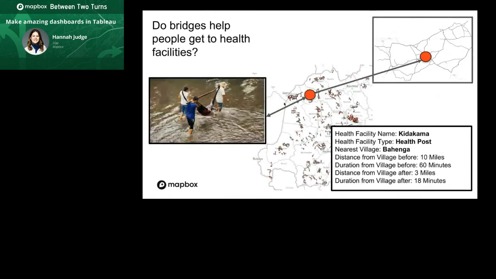So here the dots are showing clinics and all of the routes from villages to clinics. From Bahanga to the closest health post, Kitakama, it used to take over an hour for people to walk the 10 miles to that health post. You can imagine if you're having a medical emergency or giving birth, walking an hour is really not an option. But with the bridge in place, it now takes less than 20 minutes, which drastically improves access.